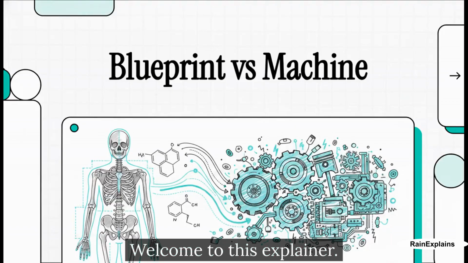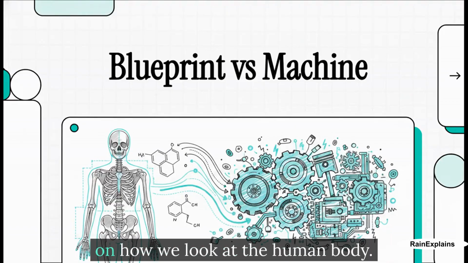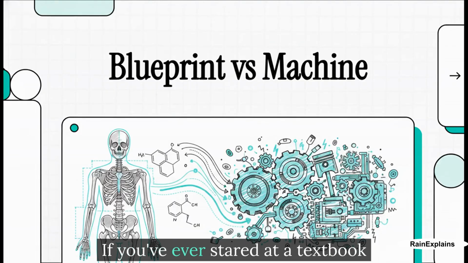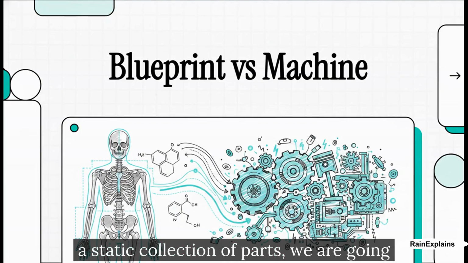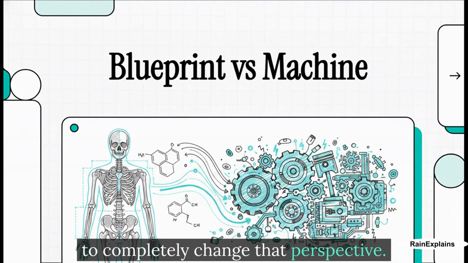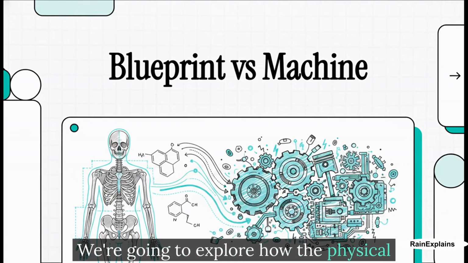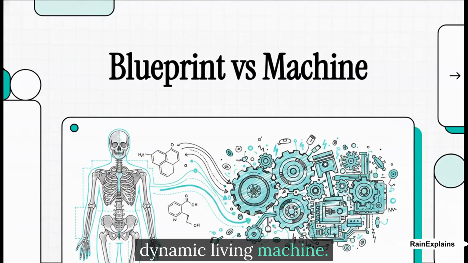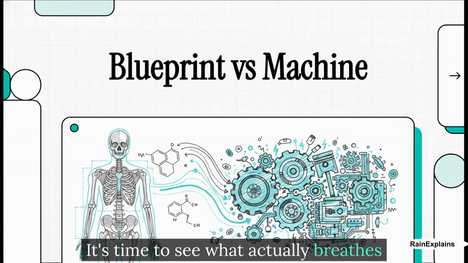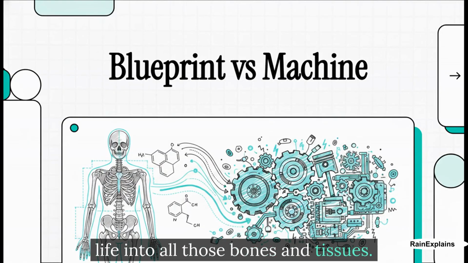Welcome to this explainer. Today, we're totally flipping the script on how we look at the human body. If you've ever stared at a textbook diagram and thought of the body as just a static collection of parts, we are going to completely change that perspective. We're going to explore how the physical architecture of our bodies, the blueprint, actually provides the perfect staging ground for a highly dynamic, living machine. It's time to see what actually breathes life into all those bones and tissues.